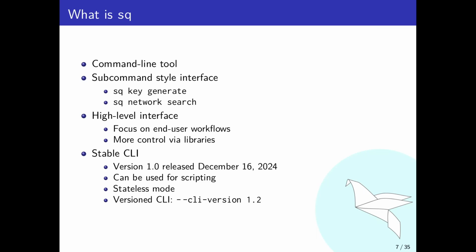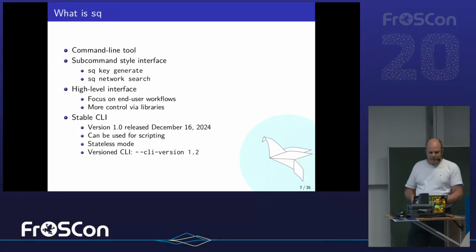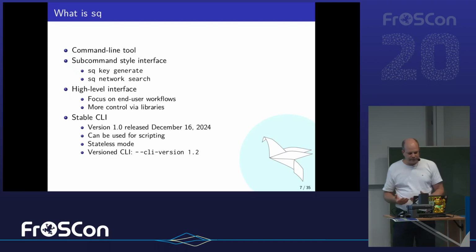SQ has a high-level interface. It explicitly does not try to be everything to everyone. It does a whole lot of things. It has about 50 commands. Most people won't use most of them, but some of them are needed sometimes. And if it still isn't enough, our recommendation is that you write your own program and use our libraries. You don't use SQ. We don't want to pollute it with things that nobody uses or very, very few people use. So the focus really is on these end user workflows.